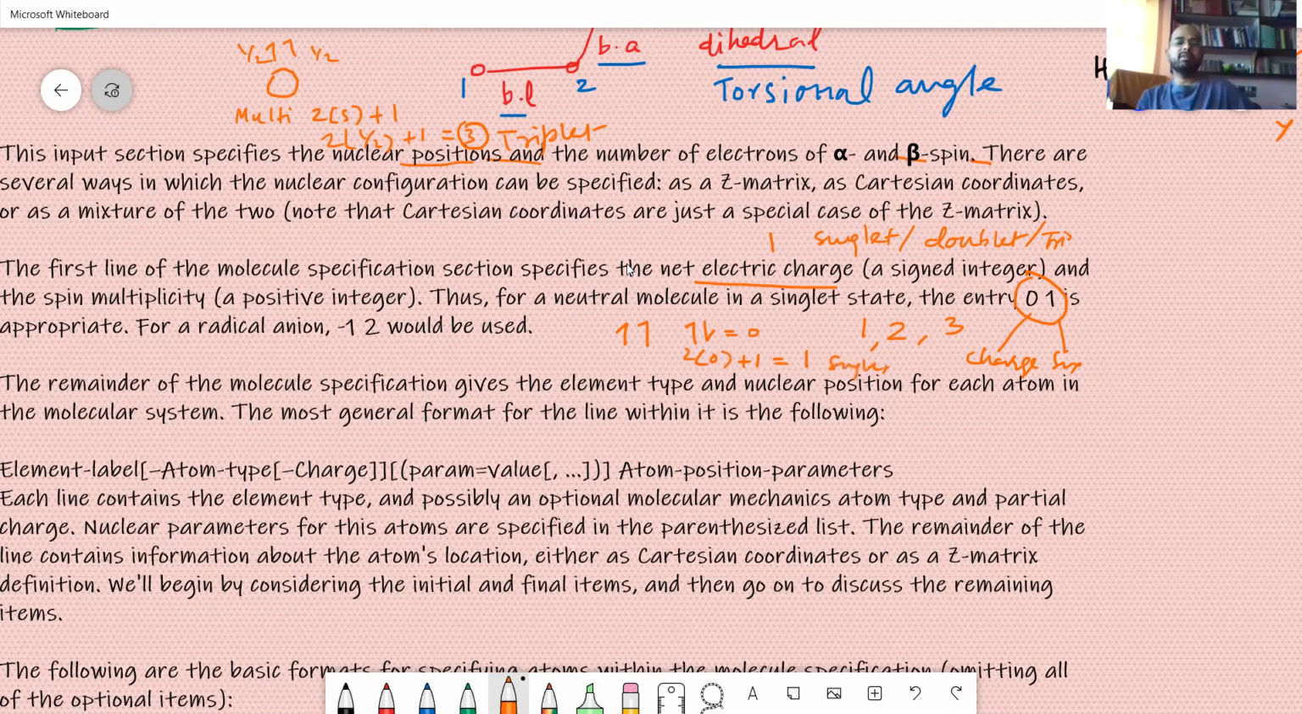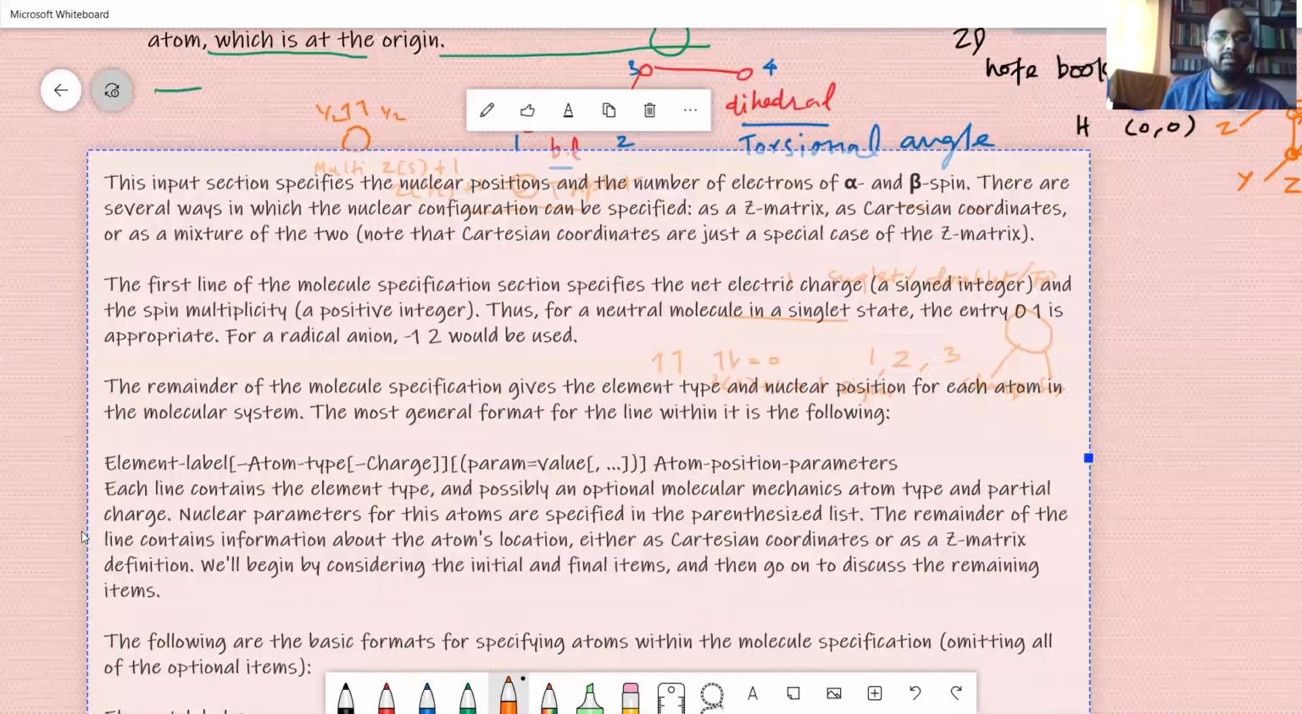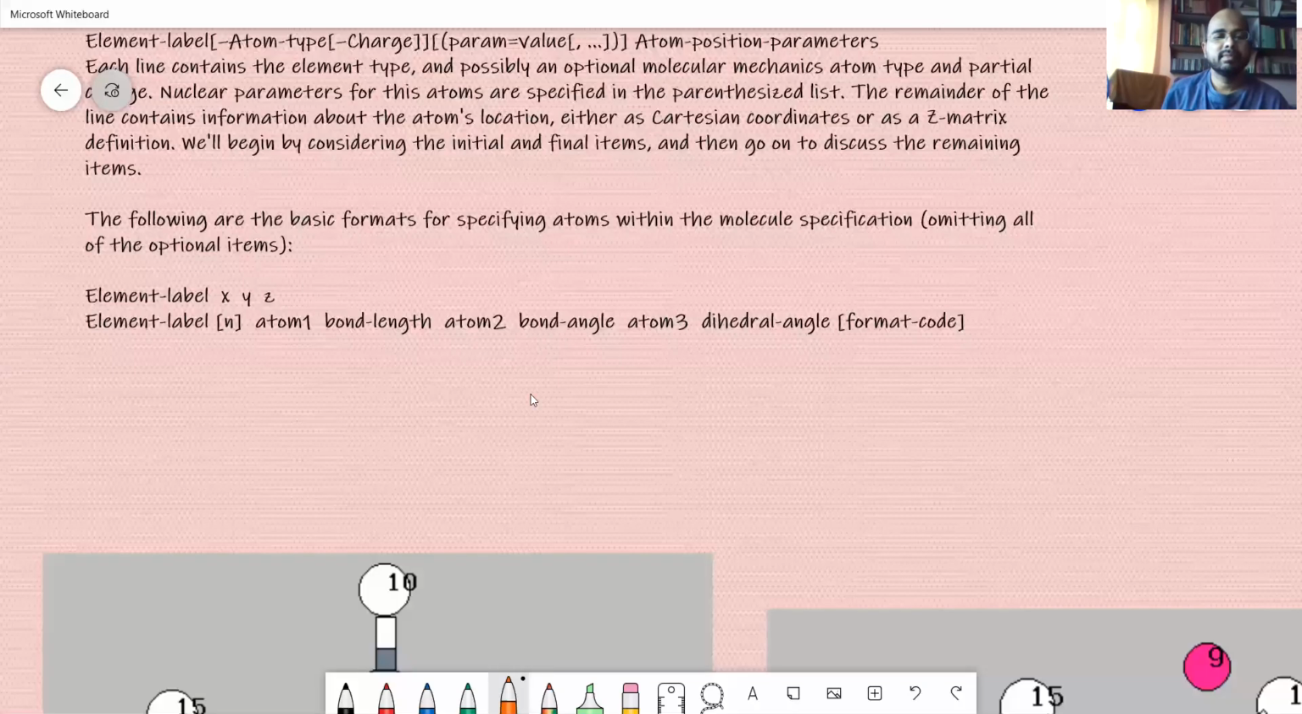So this concept of writing singlet is made much use of before defining the Z matrix. I'll come back to that. You can read this later, but what is mentioned here, I'll take a simple example.